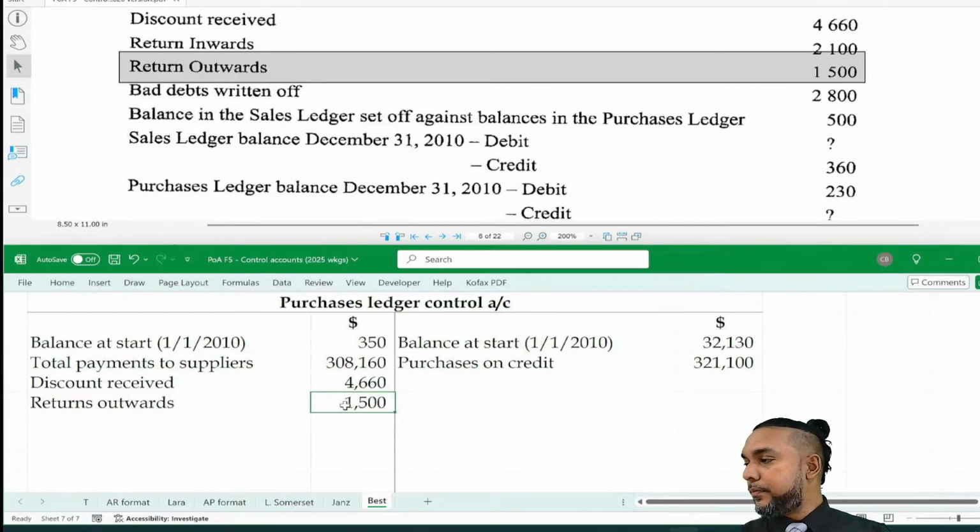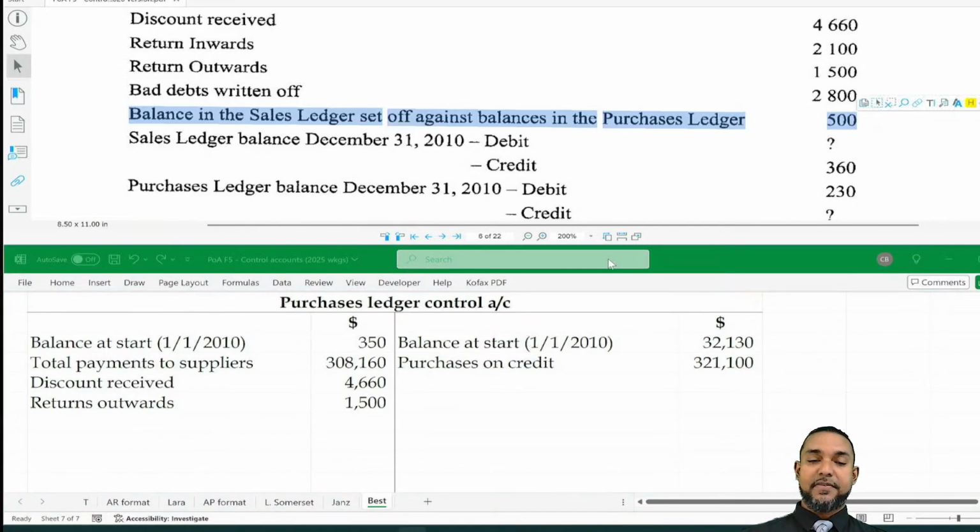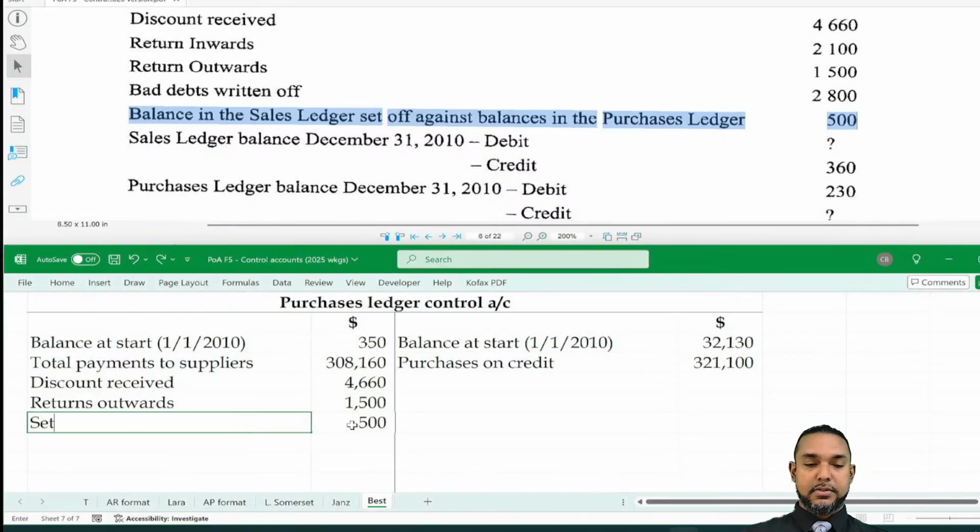Right. No balance written off. So again, the same 500 goes in both accounts on opposite sides. So set off.